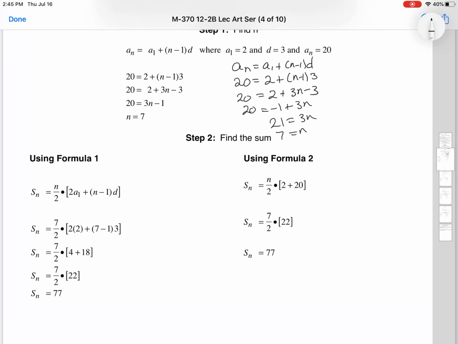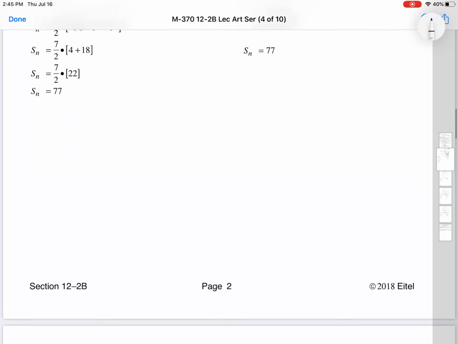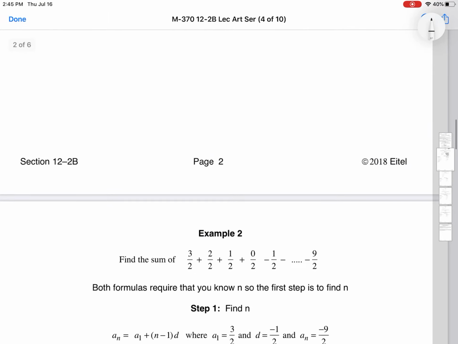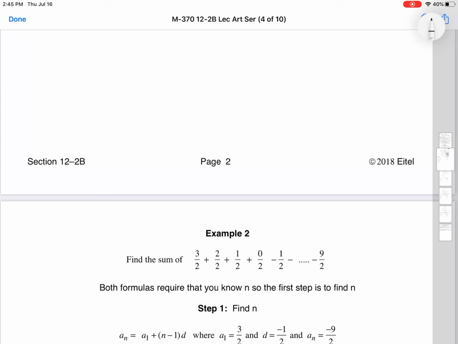If you use formula number 1, it works out like this. I like using formula number 2, so that's what I'll highlight as we're together, but he does show formula number 1 in there. So let's take a look at this one. We know the first term, we know the last term. Something is odd in here, and that is we have some negatives, but let's see how odd that is. It's not super odd. 3 halves going down to 2 halves is 1 half. So we're subtracting 1 half every time. So that's our common difference.